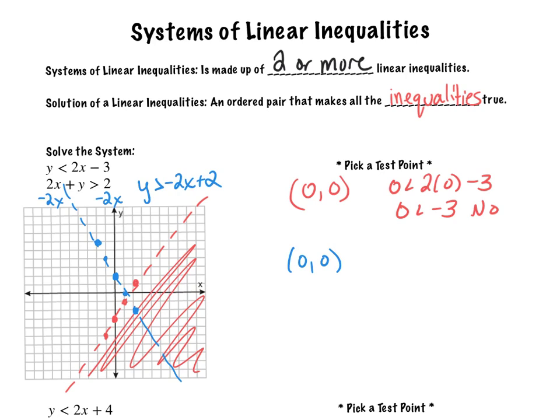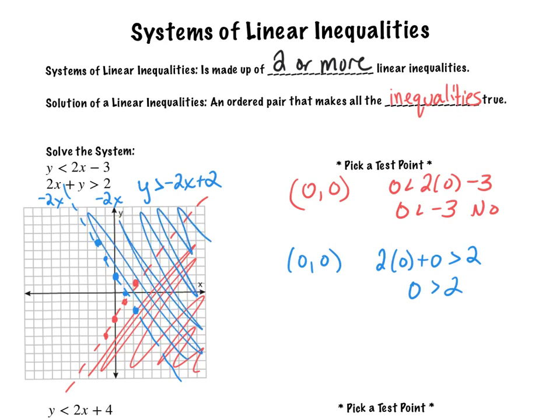Here's where you want to go back to your original equation. So 2 times 0 plus 0 is greater than 2. That gives me 0 is greater than 2. Is that true? No. So where should I shade? 1 or 2? 2.